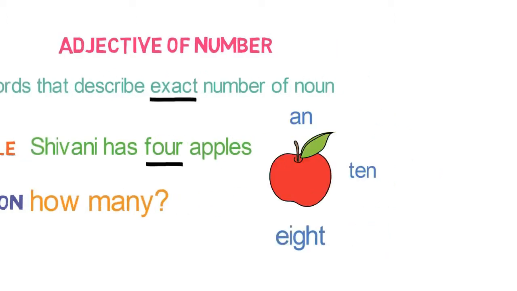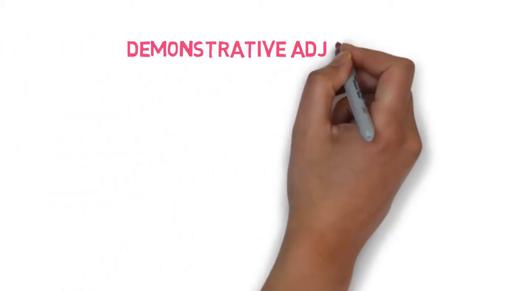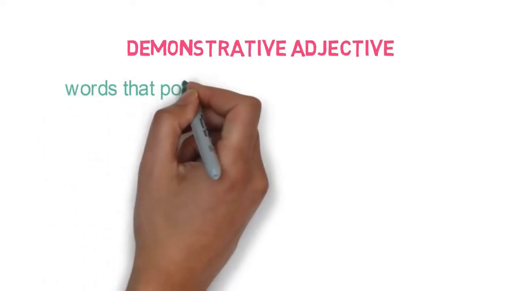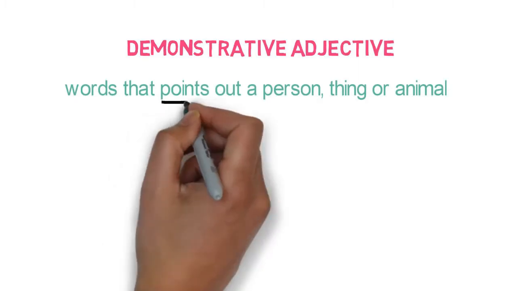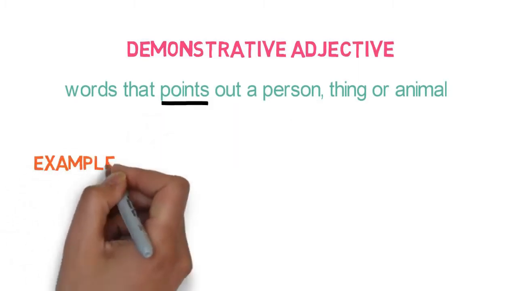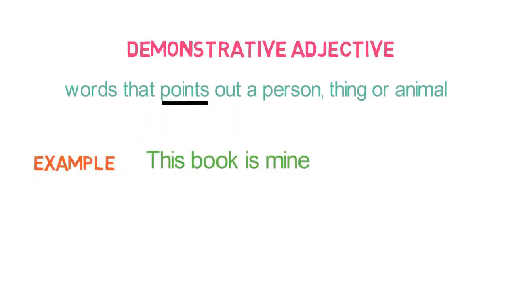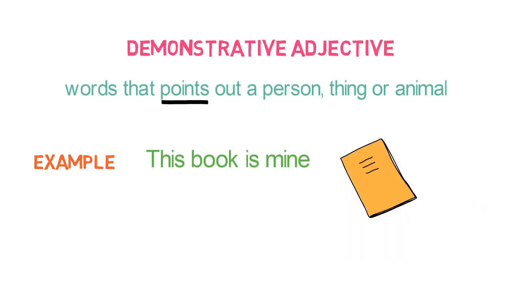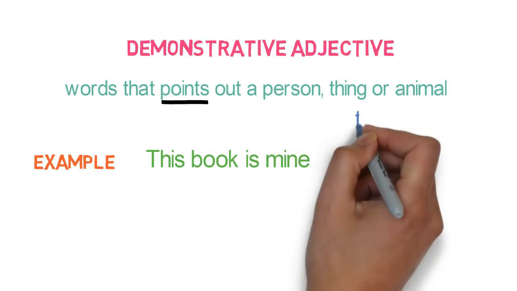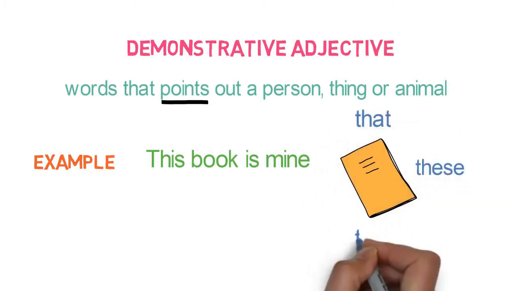Let's look into the fourth type, demonstrative adjective. Words that point out a person, thing or animal. Note the word point. For example, this book is mine. Here, I am pointing out the book. Some more examples of them are that, these and those.